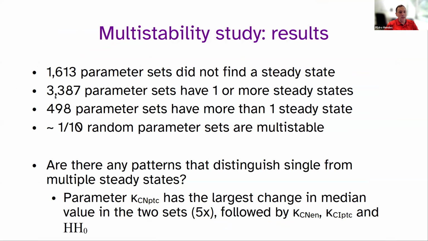3,387 have at least one steady state. And of those, 498 did show to have more than one steady state, which is about 1 in 10 of all of the random parameter sets. So 498 is a little bit more than 1/10 of 3,300, but it's close to that, ballpark. About 1 in 10 produce multi-stable systems. Now, this is a lower estimate because, of course, I may be missing some. I only do 15 samples. Maybe if I had done 20 samples, I would find a few more out of these 3,000.